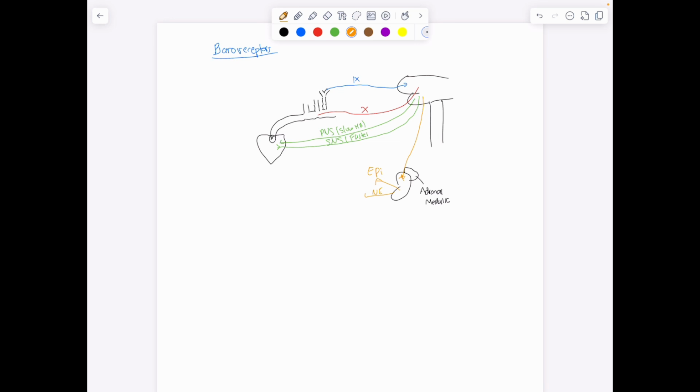And then we also have another one here which will go to our veins and cause venodilation, which will lower our blood pressure. And so that is our baroreceptors.